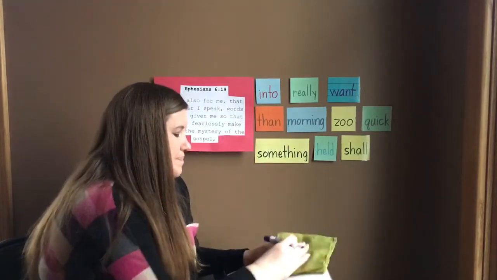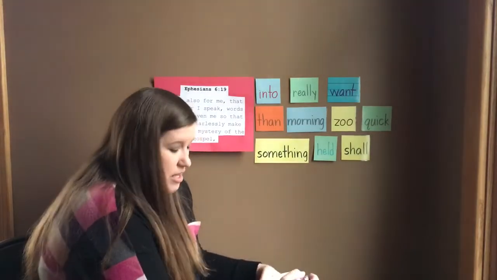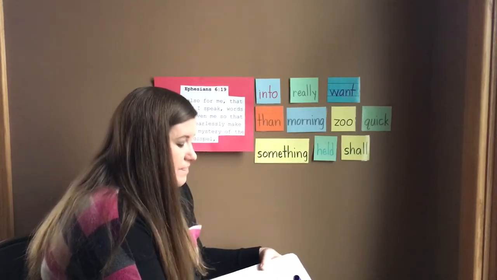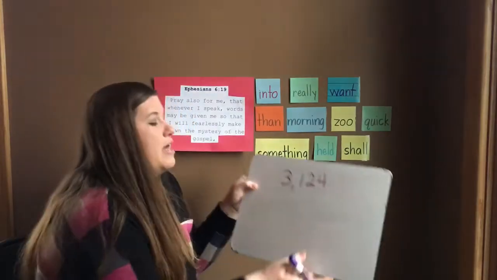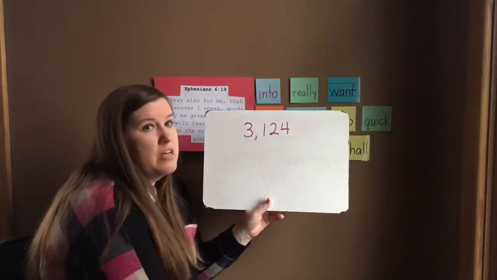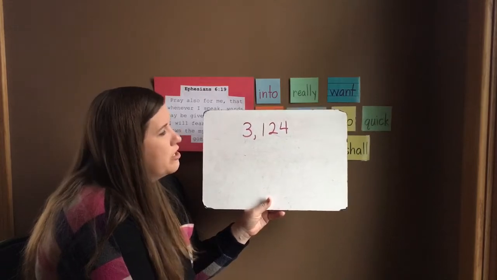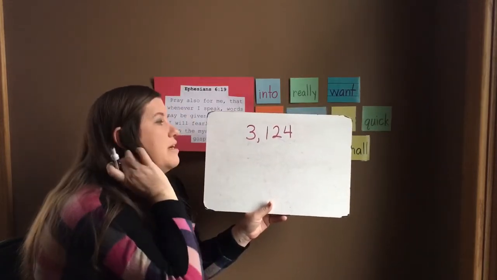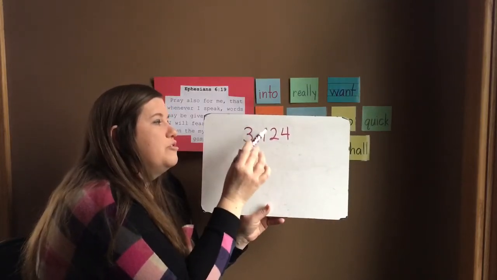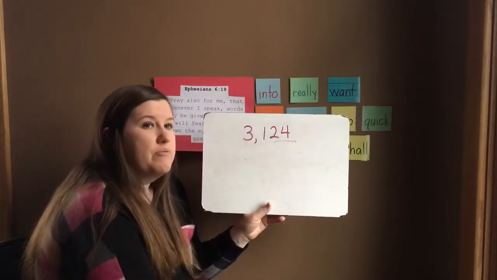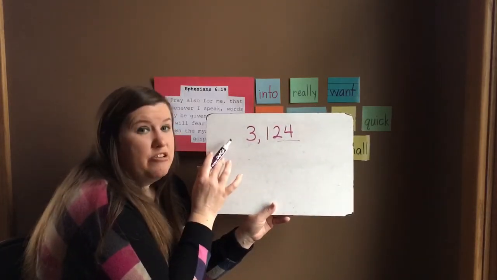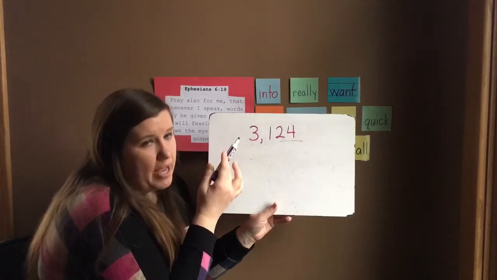Okay, let's try another one. Let's try 3,124. Okay, so when we write this, don't forget your comma. Every 3 place values, the comma goes to keep our numbers in order. So let's read the value. What is this number? 3,124. Okay, remember that's how we read it. Don't forget your comma. This is the standard form. This is just how we usually write it.